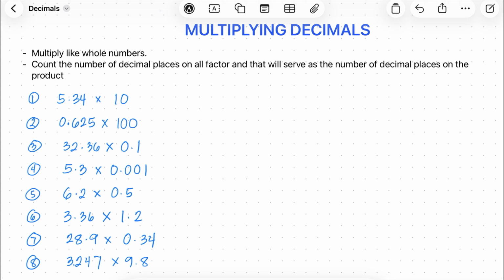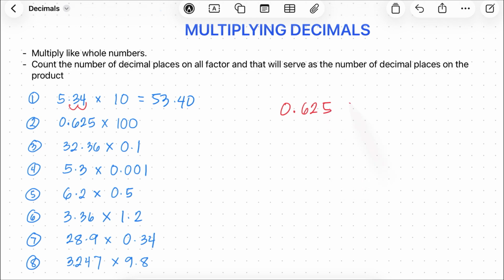Number 1, 5.34 times 10. If I write that without the decimal point, it would be 534 times 10, and this will give us 5,340. And since there are two decimal places, our answer would be 53.40 or just 53.4.